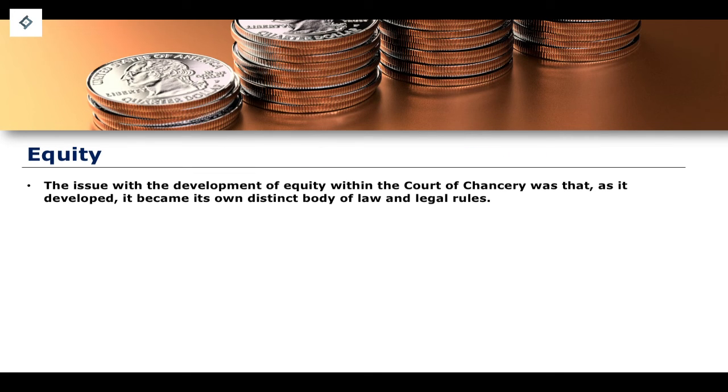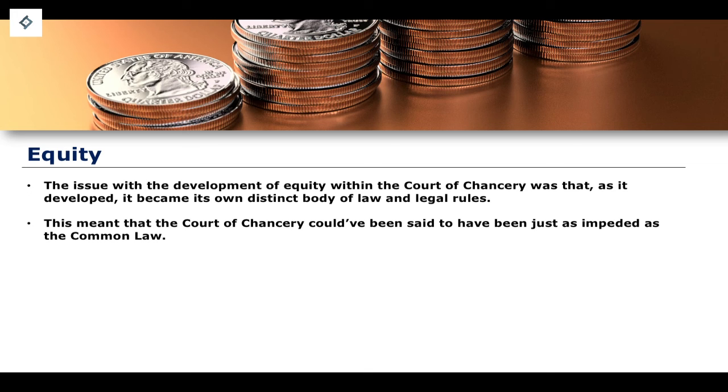So what we find ultimately with the development of equity and the Court of Chancery is that as it begins to develop, it begins to essentially take on a role of its own as a distinct body of law and legal rules. Whereas equity was seen as a very flexible, almost precise tool for the application of rules to specific cases. One of the things that we're going to talk about in the next lesson and the lesson after that is this idea that equity acts in personam, one of the major maxims of equity, the idea that it is essentially applied to the personal characteristics of a particular case. And as a result, that made it very flexible and very applicable to various different circumstances.